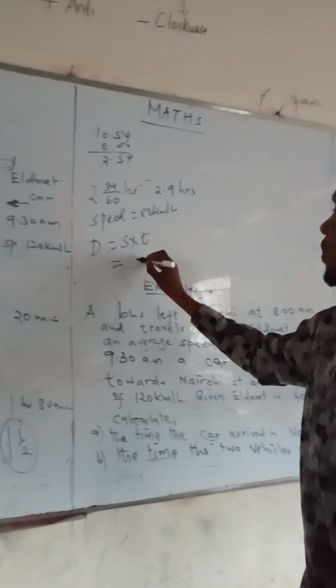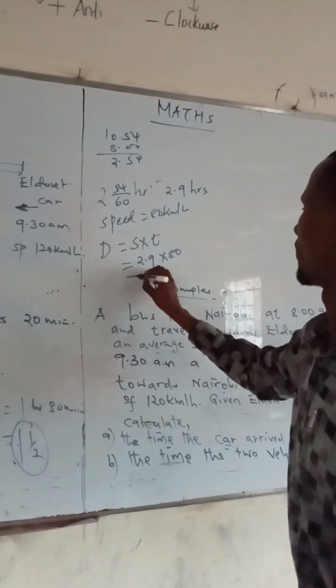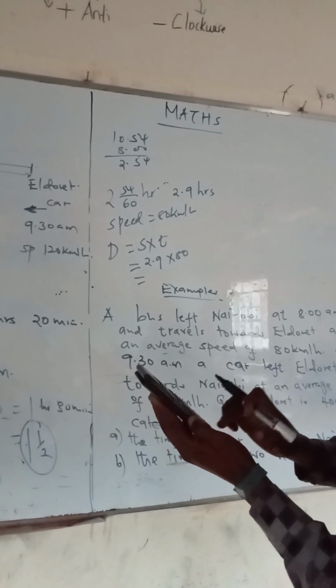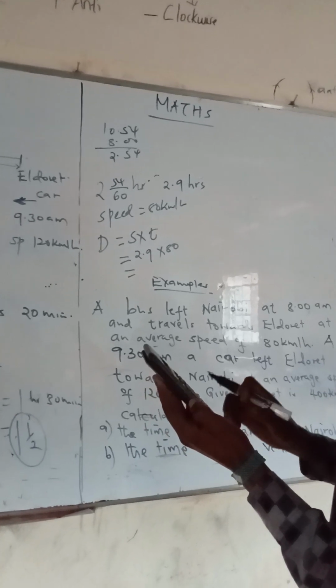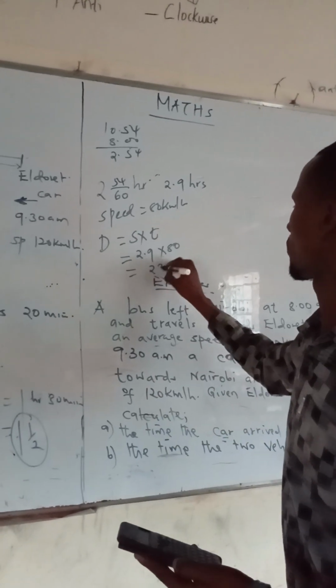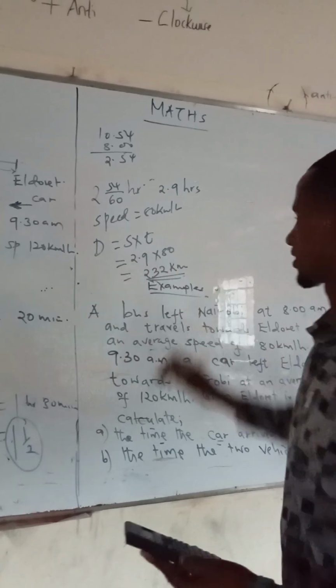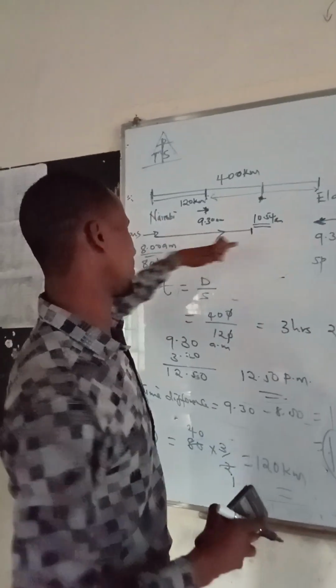2.9 hours. So I'll just say 2.9 times the speed, which is 80. And that will give me 2.9 times 80, which is 232 kilometers. So that is the distance between Nairobi and the meeting point.